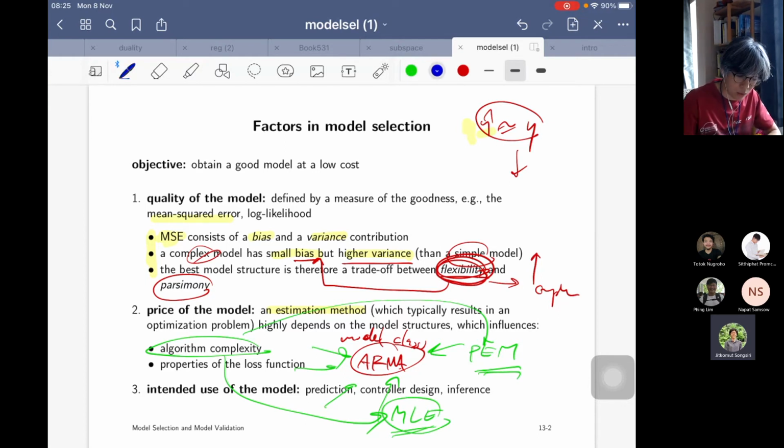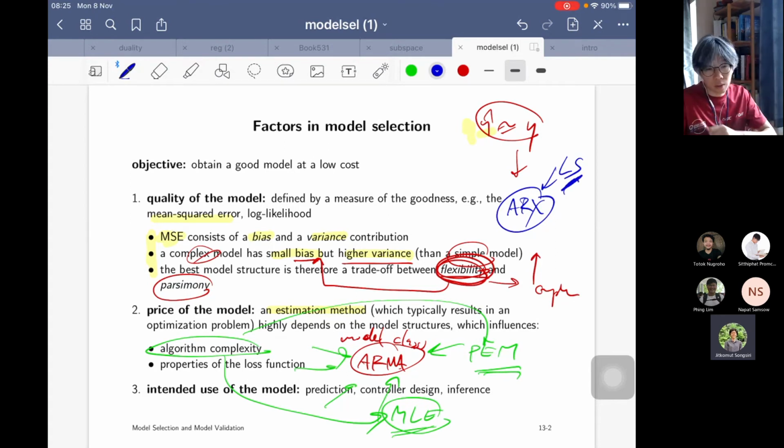But if I pick the model class to be ARX, you know that an ARX model can be estimated by using simple linear regression or linear least squares. What is the computational cost of linear least squares as compared to PEM and MLE? You say, oh, that's simple, right? The solution of least squares is the same as solving a system of linear equations.